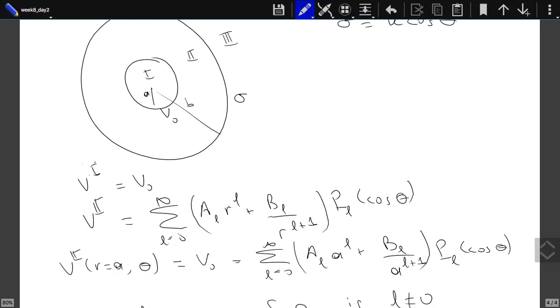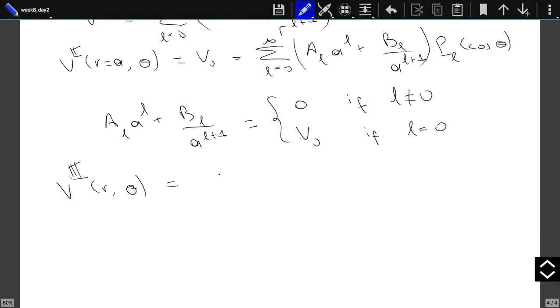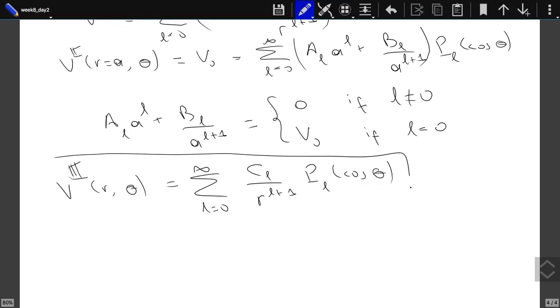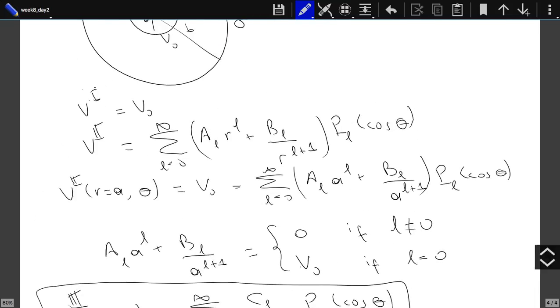So in region 3, our solution looks like this one: C_l over r to the power l plus 1 times P_l of cosine theta, l from 0 to infinity. This is our region 3. So now we have our solutions in region 2 and region 3 satisfying the boundary condition that r is equal to a, and they satisfy the boundary condition at r equal to infinity.